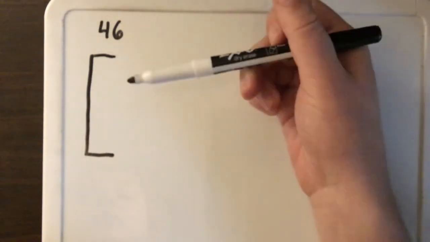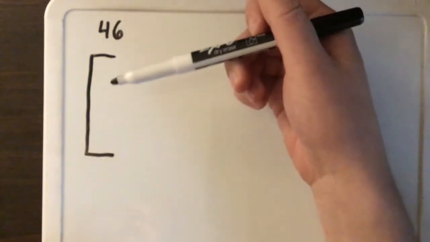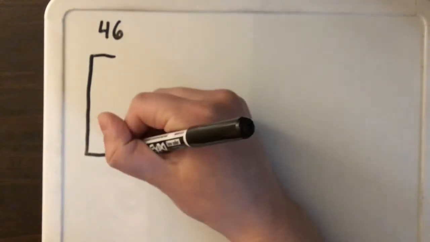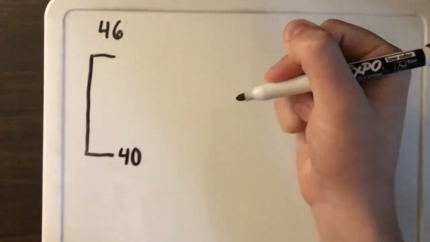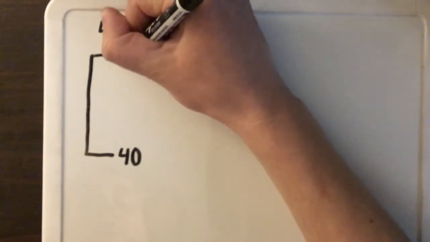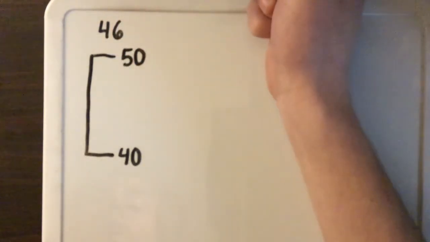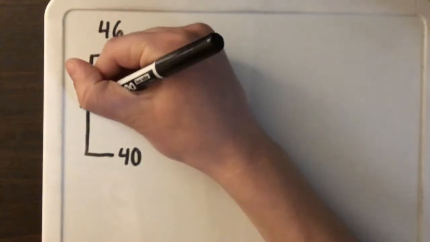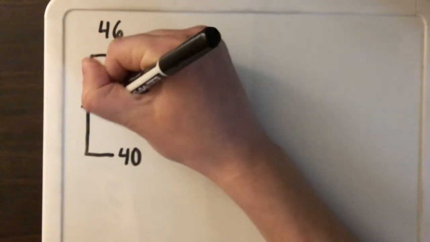And I'm thinking about what are the two 10s that are before 46 and after 46. So if I think about it, the 10 that is before 46 is 40. And then the 10 that is after 46 is 50. And then I also want to put in the midway point. So between 40 and 50, the midway point would be 45.